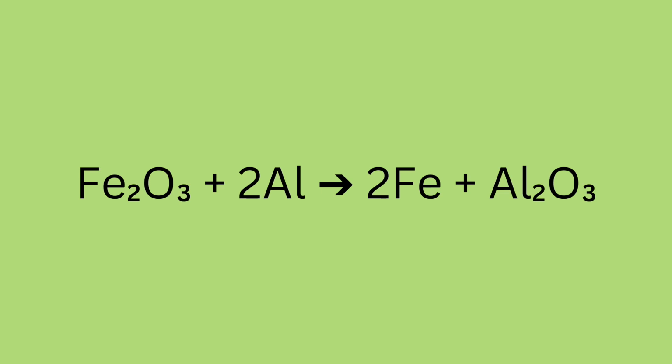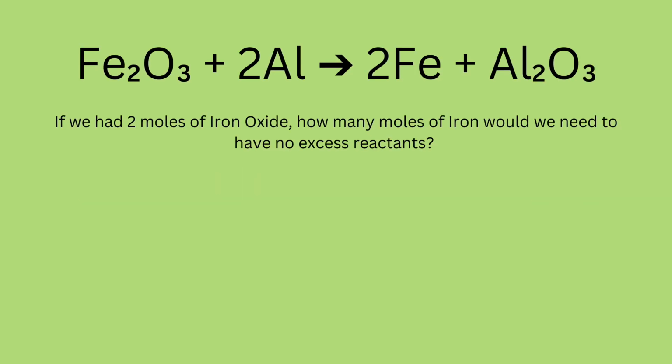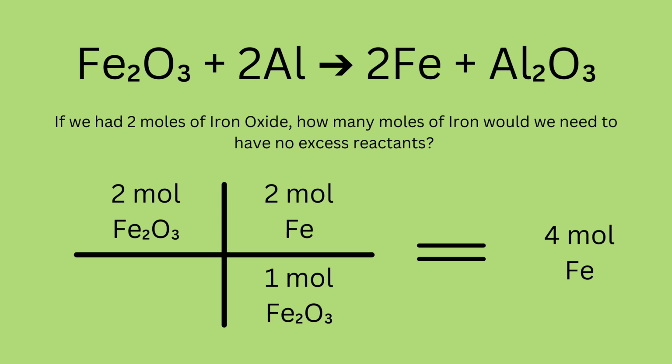Ratios aren't solely dependent on the coefficients found in equations. They must be further simplified. So 2 to 2 simplifies down to 1 to 1. Using mole ratios, we can calculate mole to mole conversions. If we had 2 moles of iron oxide, how many moles of iron would we need to have no excess reactants? So from here we can see that 2 moles of iron oxide, and we can convert that with a mole ratio of 1 mole of iron oxide with 2 moles of iron to get 4 moles of iron needed.